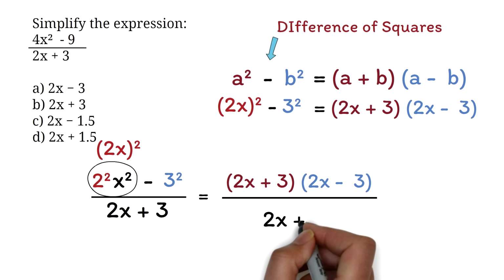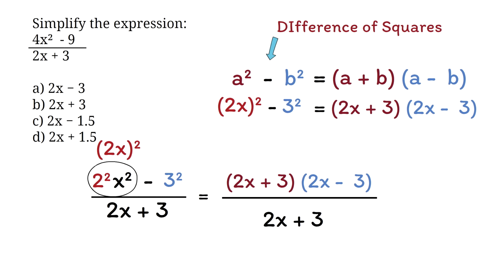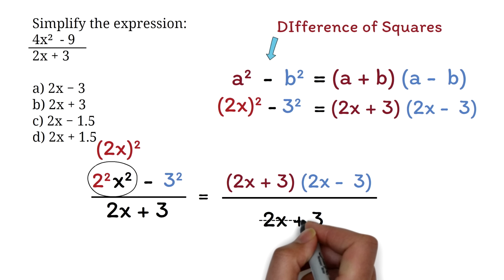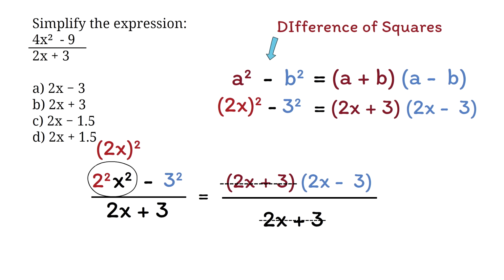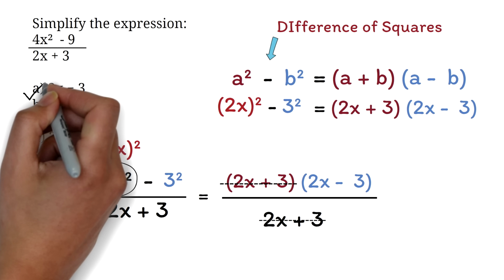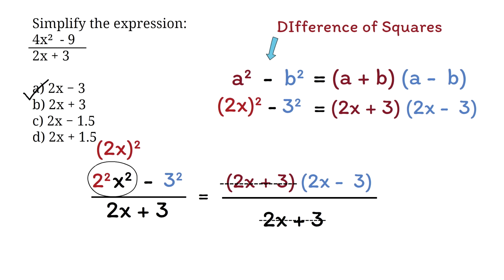This is divided by 2x plus 3. Since there's 2x plus 3 in both the numerator and denominator, they can cancel out. What is left is 2x minus 3. So the correct answer is option A, 2x minus 3.